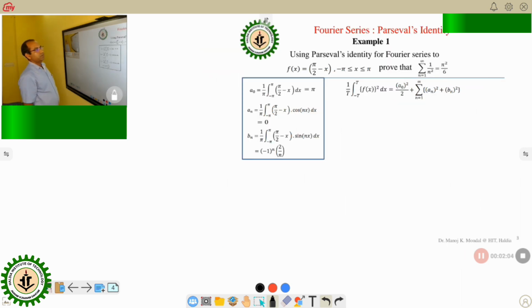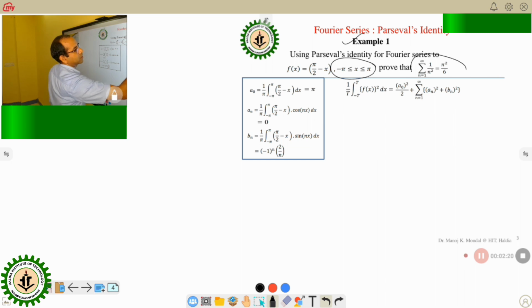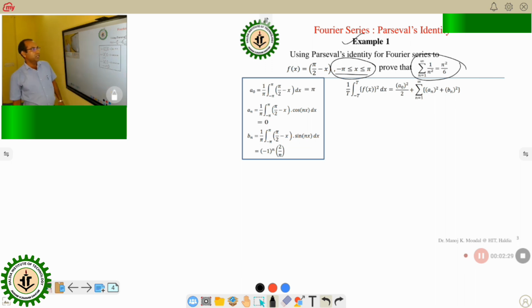For that case, first we consider example number 1. This is the Fourier series. Looking at the example, what is it? Using Parseval's identity for the Fourier series, for this function, prove this equality. Looking here, what is the range given? The range given is minus pi to plus pi. That means here we use Parseval's identity for the full range series.